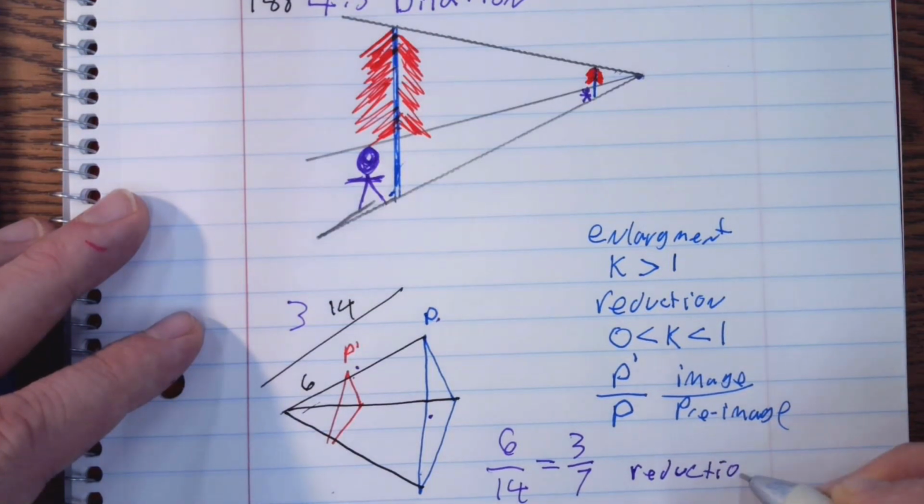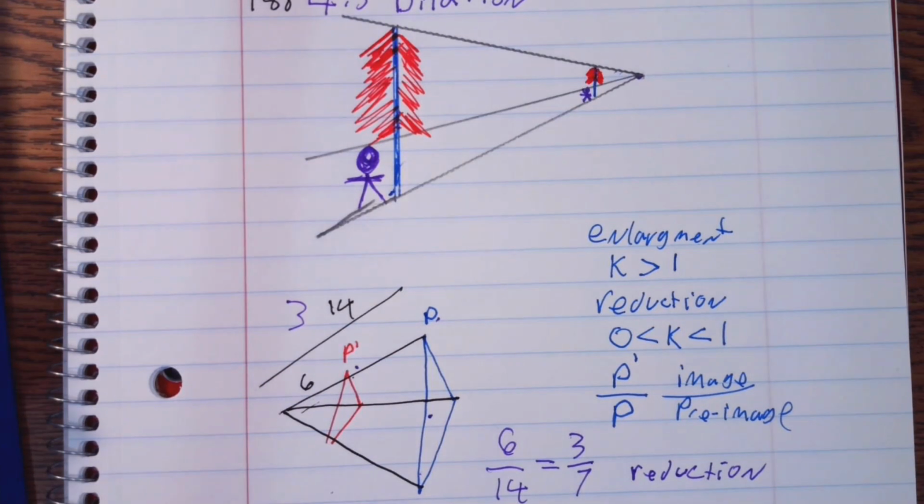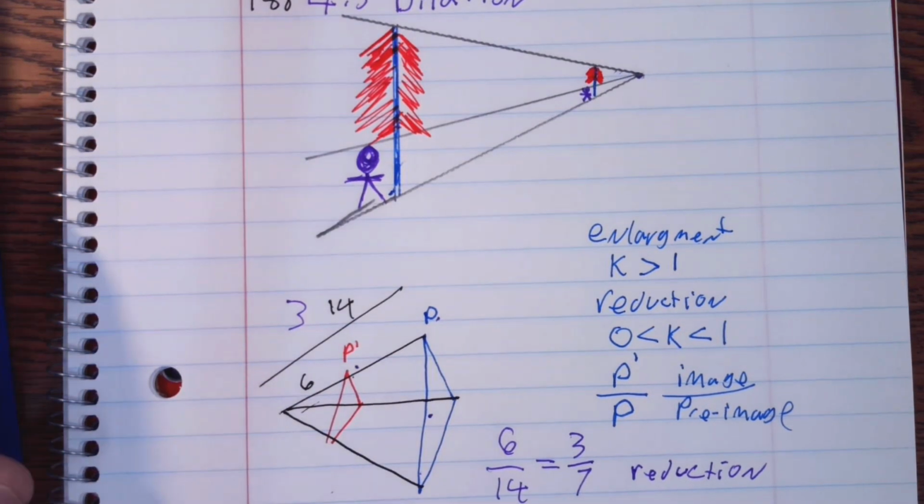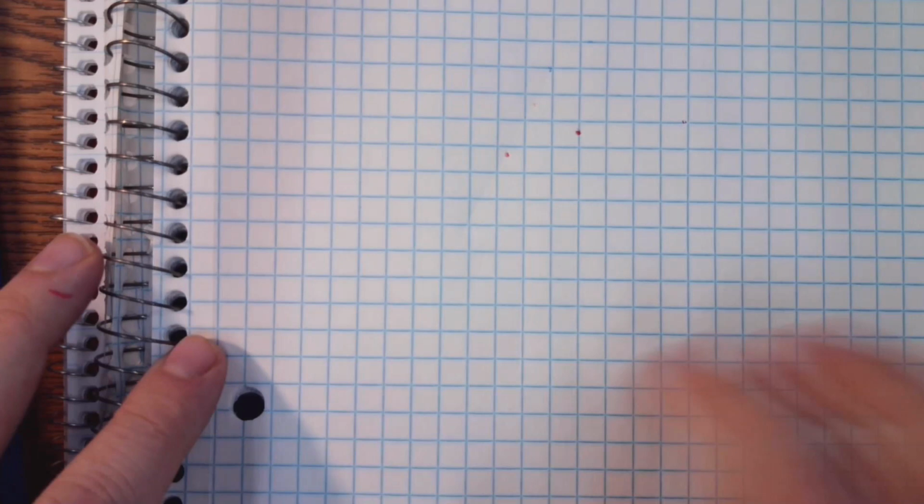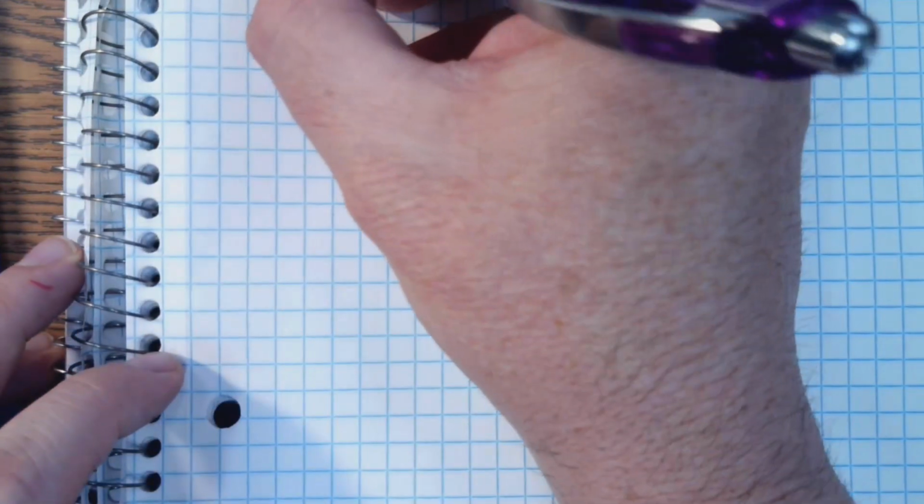That's it. You'll have to do a couple of those. Now we're going to move on to 15, and that's where we need our graph paper. So let's go ahead and do 15 here.